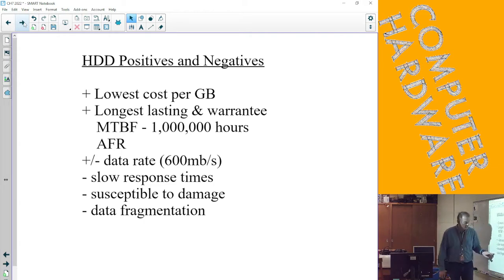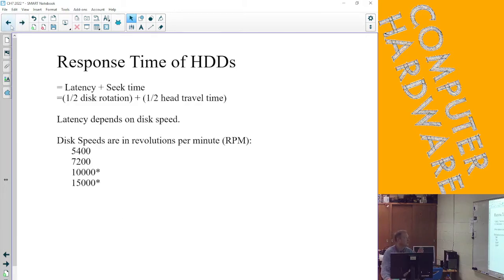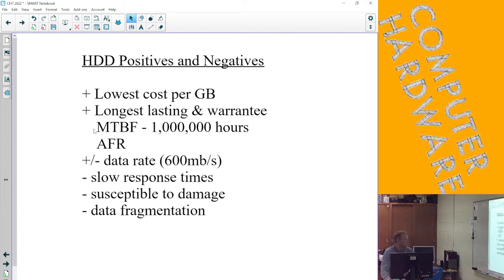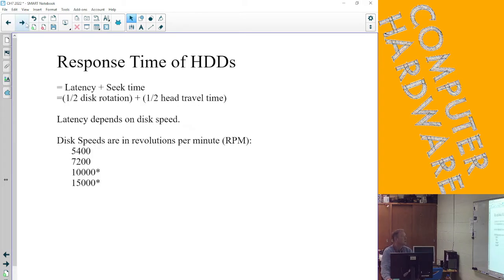And the last thing is data fragmentation that only happens on these kind of hard drives. So data fragmentation is when our files. Okay. Before I go into that, the response time is a factor of how fast the disk moves and how fast that head travels across the thing. So we're given response times, but just so you know, the biggest thing is it's dependent on disk speed. So the faster your disk spins, the faster you can get data from it.